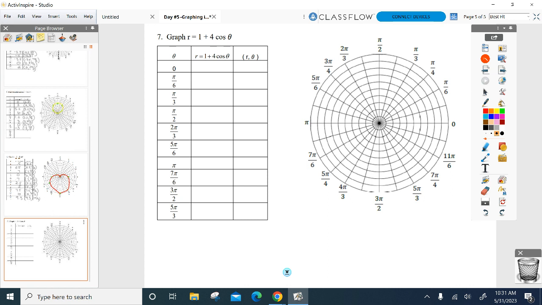All right, go ahead. Go to your chart. Start filling out your chart. I'll let you guys get a couple minutes. If you decide to go ahead of me and graph it, be careful. You're not going to get a heart here.